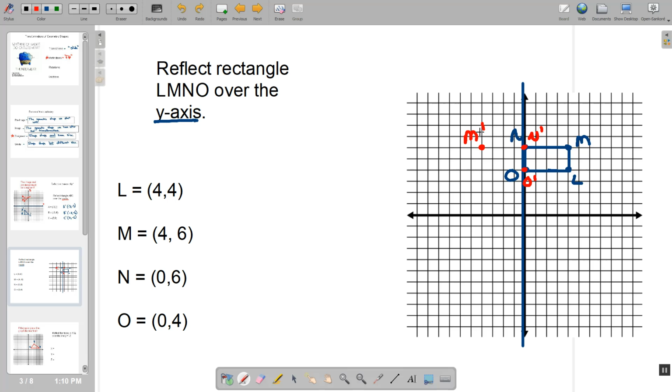So there's our M prime. L is 4 units away to the right, so it needs to be 1, 2, 3, 4 units away to the left, and there is L prime. So once again, we have created our shape. Our shape is congruent to the original, so our image and pre-image are still congruent. And if you notice, we flipped over this point.